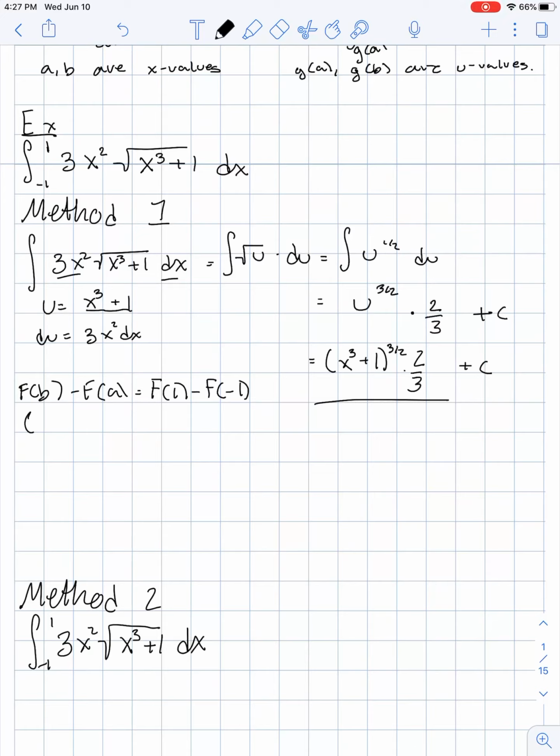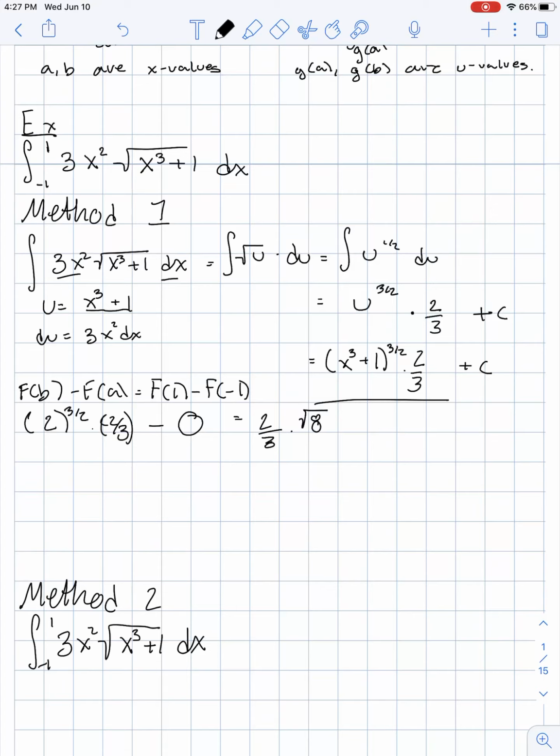So we're going to do 1 cubed is 1, plus 1 is 2, to the 3/2 times 2/3, minus -1 plus 1. -1 cubed is -1. Plus 1 is 0, so that's just going to be 0. So this is going to equal 2 cubed is 8. So we're going to have 2/3 times the square root of 8.